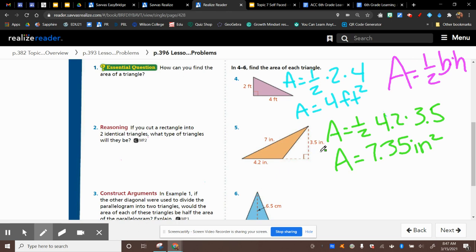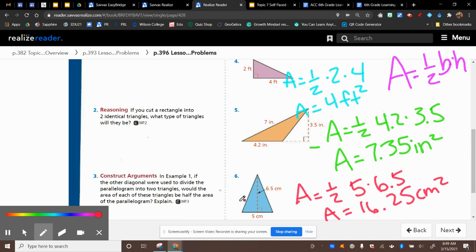Okay, for number 5, we are going to use this 4.2 as our base, and then that means our height is 3.5 because that's where the right angle is formed. So 1/2 times 4.2 times 3.5, I grab my calculator to solve that, and it's 7.35 inches squared. Let's try 6. Okay, for 6, we are given here, the base is 5. They give us the height as 6.5. So we plug in 1/2 base times height. Again, I used a calculator here, and my area is 6.25 centimeters squared.